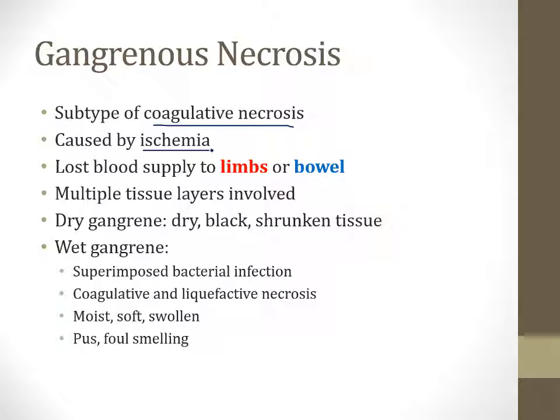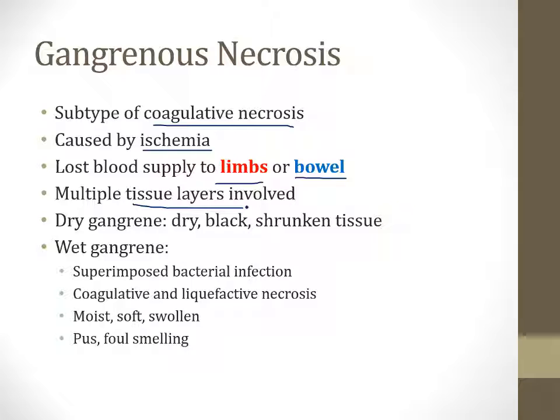It's always caused by ischemia, and the two main places it occurs is in the limbs, especially the feet or toes, and in the bowel. These places can lose their blood supply and develop gangrenous necrosis. When there is ischemia to these areas, multiple tissue layers are involved, and it gives a characteristic appearance when you look at the tissue grossly.